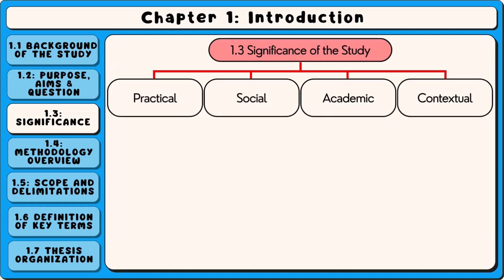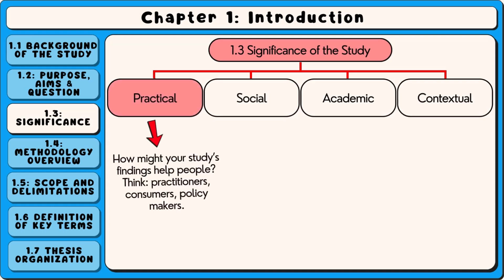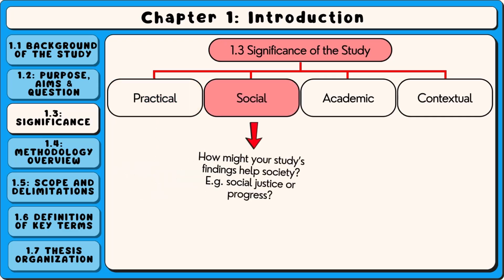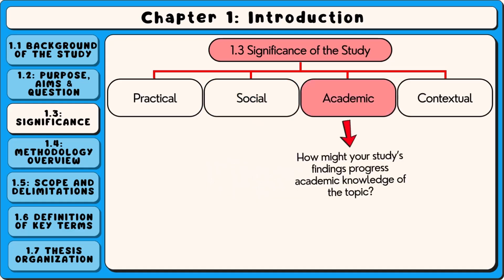When talking about the significance of your study, there are several ways you can conceptualize it. For example, you can think about the practical significance of your study, which refers to how your study's findings might help people. Think about professionals, consumers, or policymakers that this study's findings might be able to help. Social significance refers to how your study might help society. For example, could your study support social justice or social progress? Academic significance refers to how your study's findings might progress academic knowledge, such as by filling research gaps.